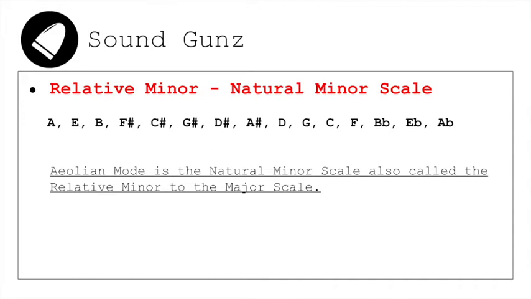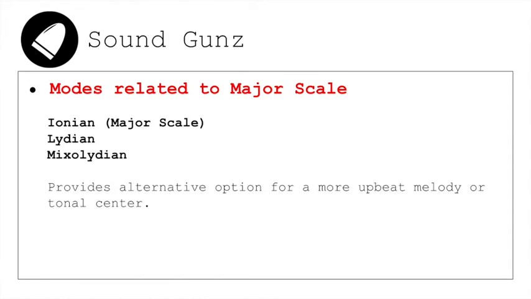Also, the major scale has 2 other modes that relate to it directly, the Mixolydian and Lydian modes. Now, the reason why we elaborated on the natural minor scale before moving forward with the relationship of modes is that the modes outside of Ionian, Mixolydian, and Lydian are tonally related to the natural minor scale.